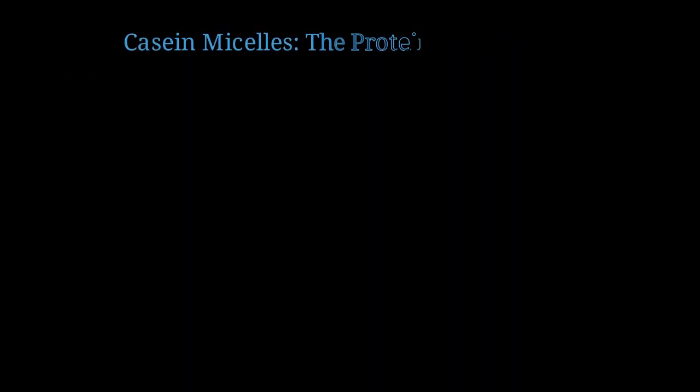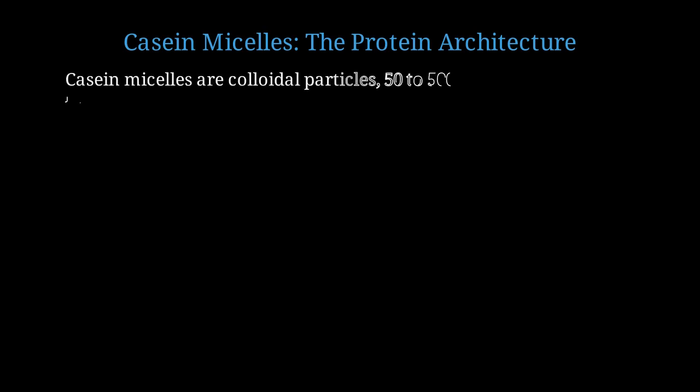Now let's zoom into the protein structure. The dominant protein in milk is casein, and it exists in a fascinating form called casein micelles. Casein micelles are colloidal particles, ranging from 50 to 500 nanometers in diameter. They're held together by calcium phosphate bridges and hydrophobic interactions.